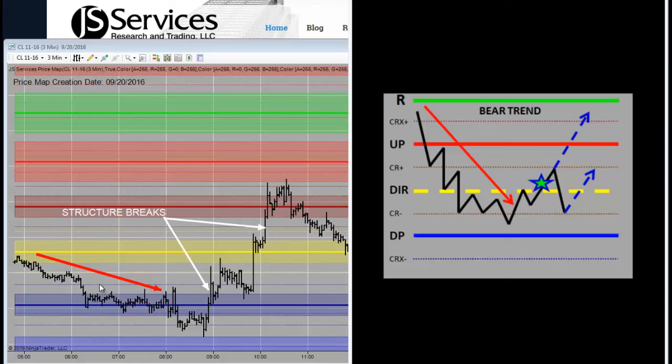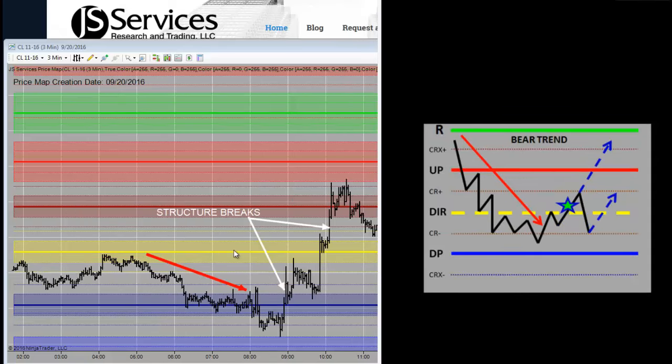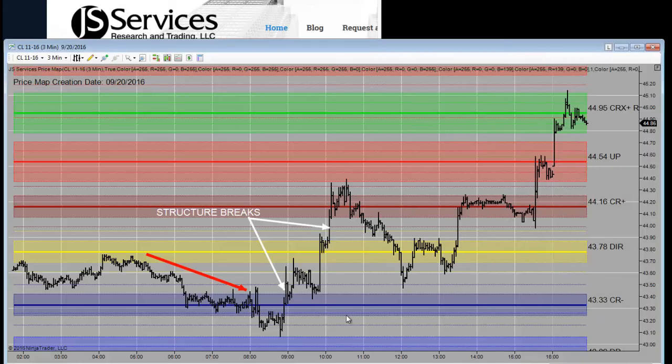So here's the price action in crude oil, where early in the session we've got a market that's trending lower below the directional. And we're watching negative price action here. Nice bear trend. Get a little bit of a push here above these highs. We didn't break the metric to the downside. And this is the CR minus.